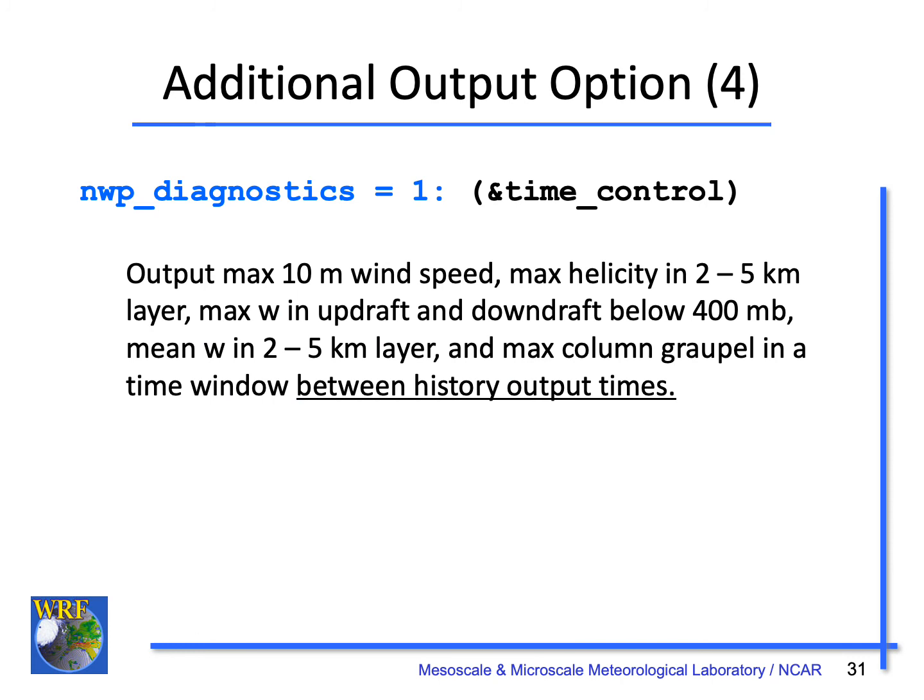The fourth option is to output diagnostic fields useful for severe convection forecasts. It includes maximum helicity in the layer, maximum vertical motion in updraft and downdraft, maximum graupel in a column, and so on, in between history times. The output is activated by setting option nwp_diagnostics, and the data goes to the standard history file.